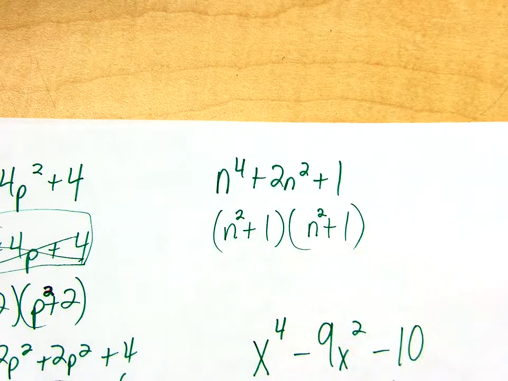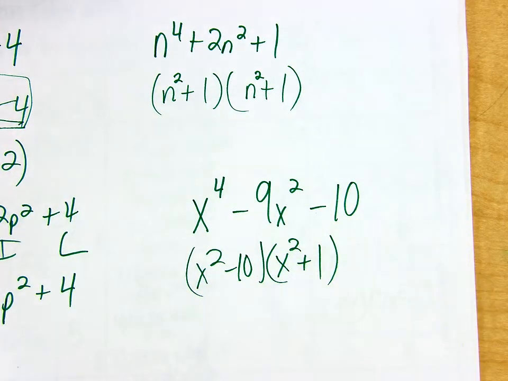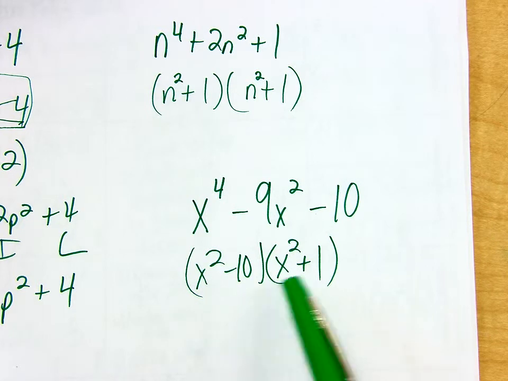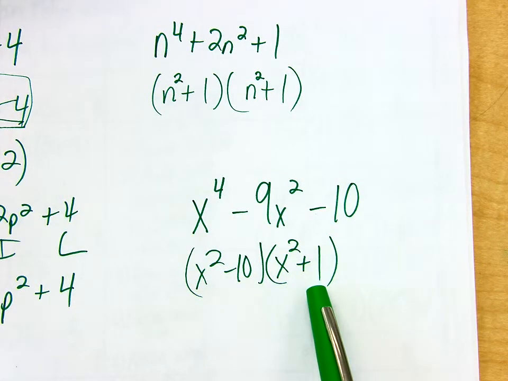Okay. So where are we at now? I made this one up. Is this a final answer? n squared minus 10, n squared plus 1. Yeah, you can't go any further than that. You're done.